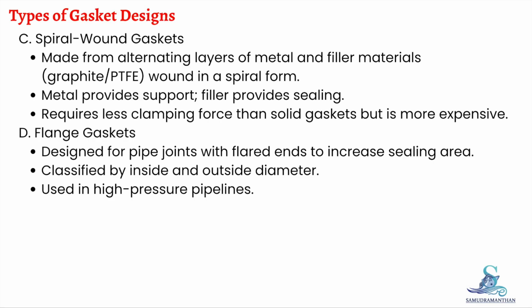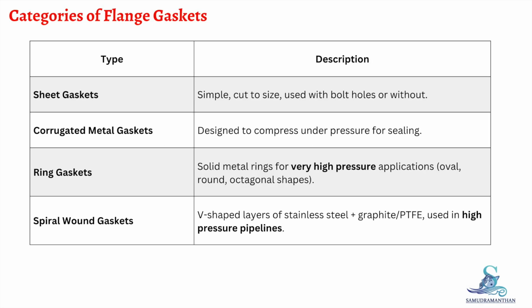And the last one is flange gaskets. These gaskets are specifically designed for pipe flanges. Flared flange ends increase surface area and help create strong sealing. They are categorized by inside and outside diameter and are available in many standard sizes. The major categories of flange gaskets are sheet gaskets, corrugated metal gaskets, ring gaskets, and spiral wound gaskets.